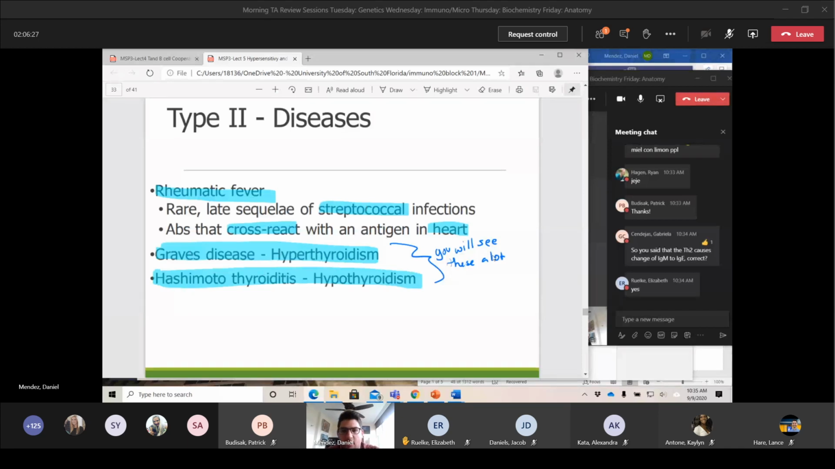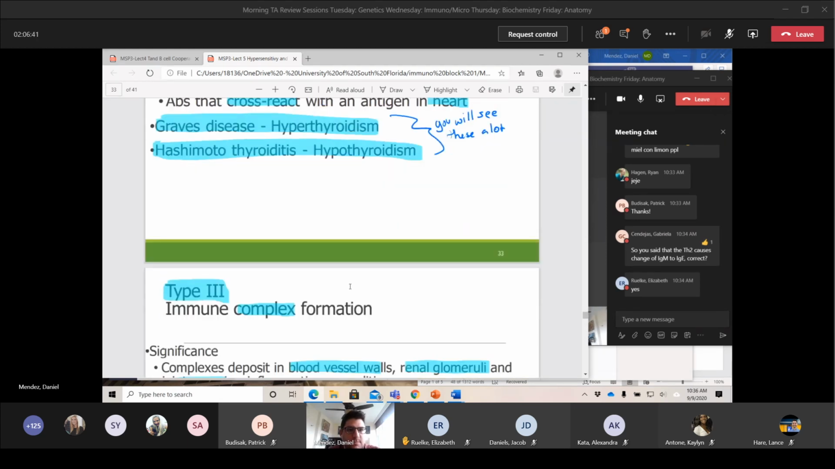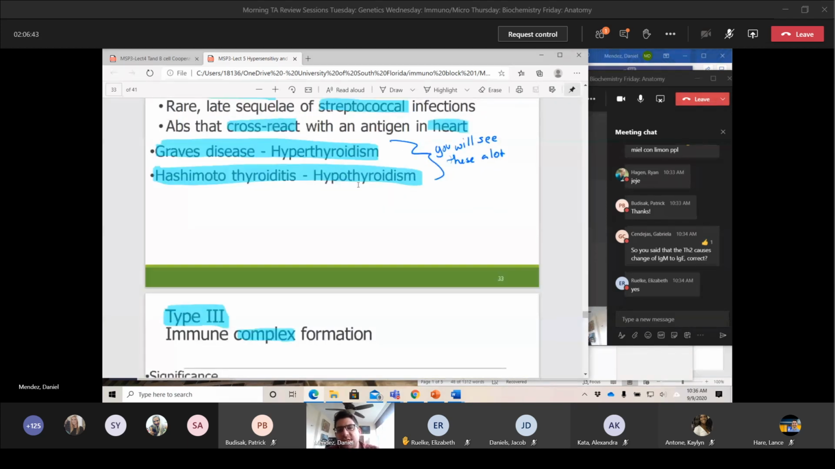Like I wrote on my slides, you're going to see these a lot in almost every class. So Graves being hyperthyroidism and Hashimoto being hypothyroidism. Hyper being overactive thyroid, hypo being underactive, so the thyroid is not really doing too much. You don't need to know too much detail of these.